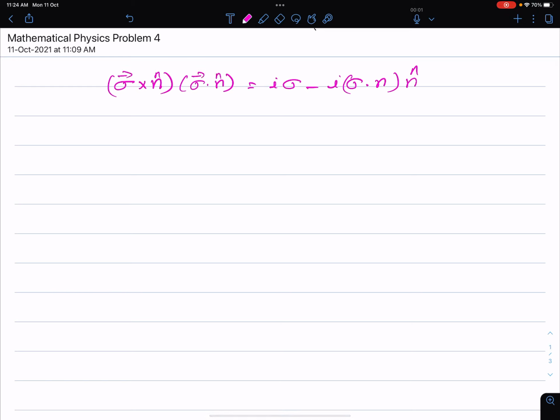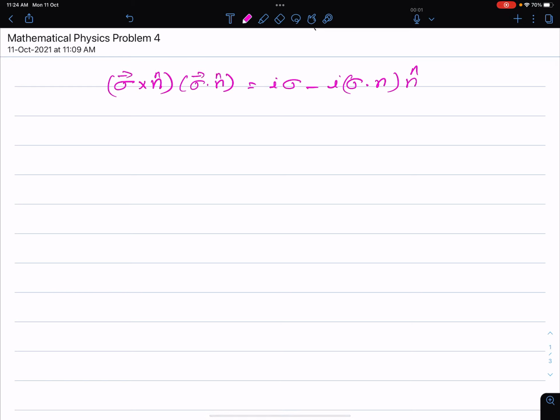So what is sigma? Sigma is a vector with the components sigma 1, sigma 2, sigma 3. They are the Pauli matrices. And n cap is a unit vector with the components n1, n2, n3 with, because it is a unit vector, n1 square plus n2 square plus n3 square equal to 1. So let us call the equation we want to solve as equation number 1.